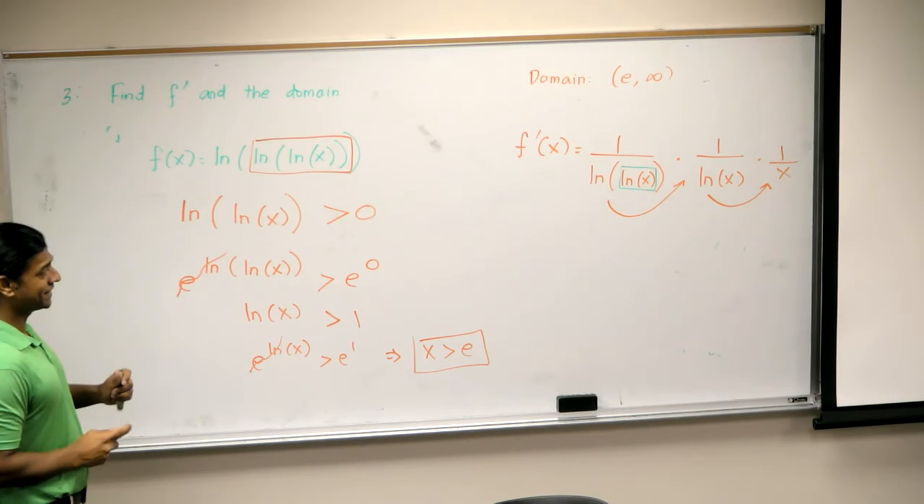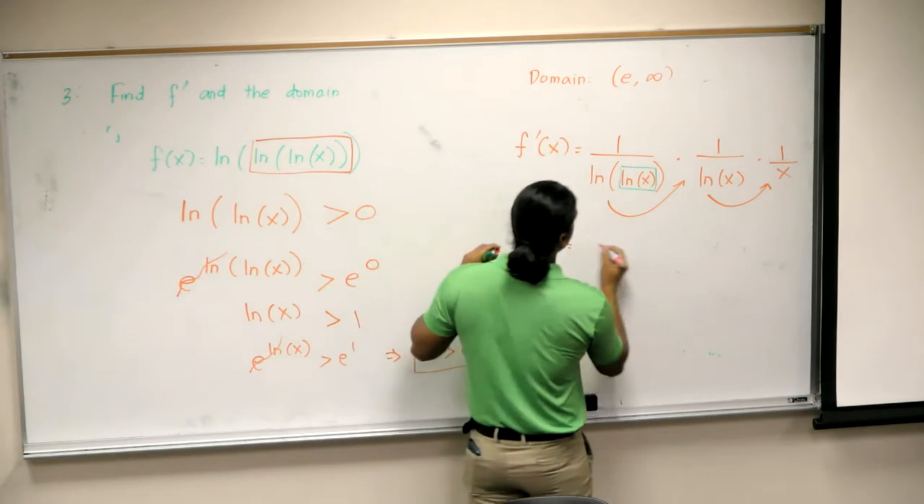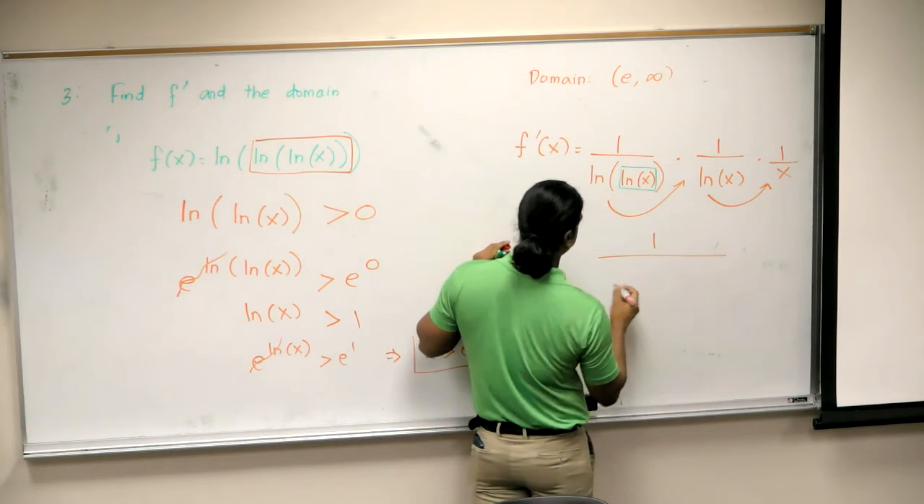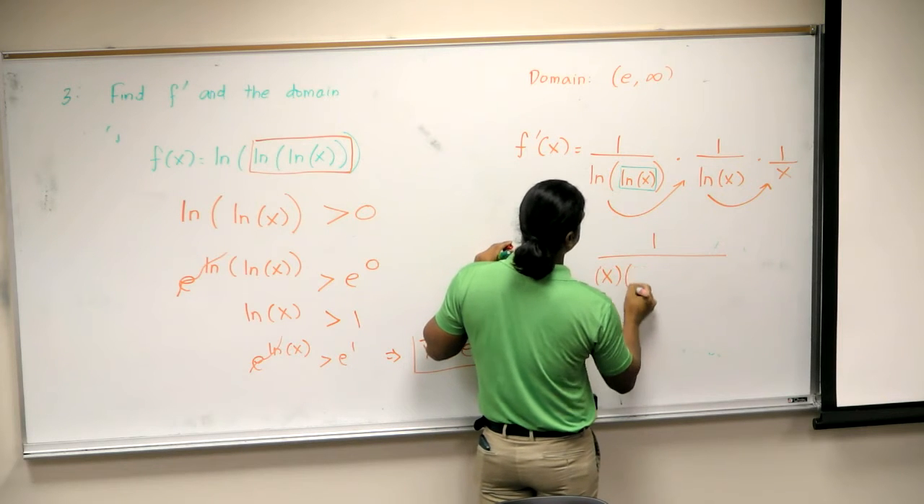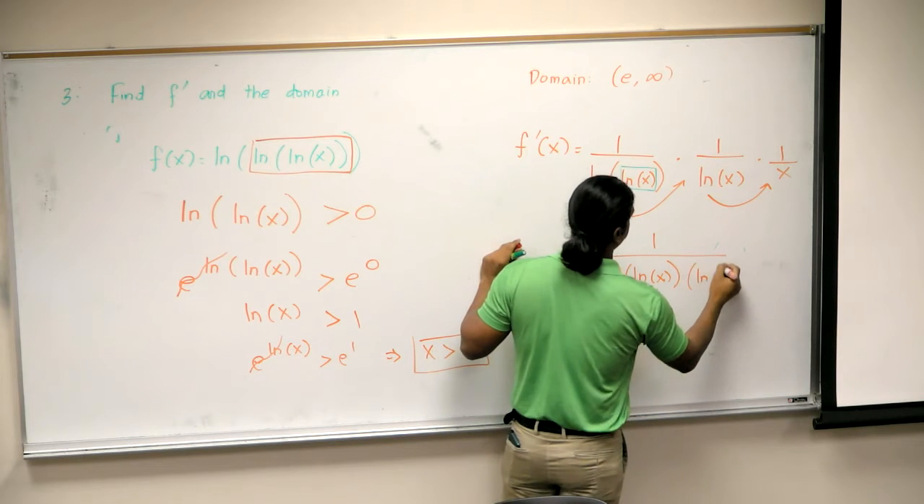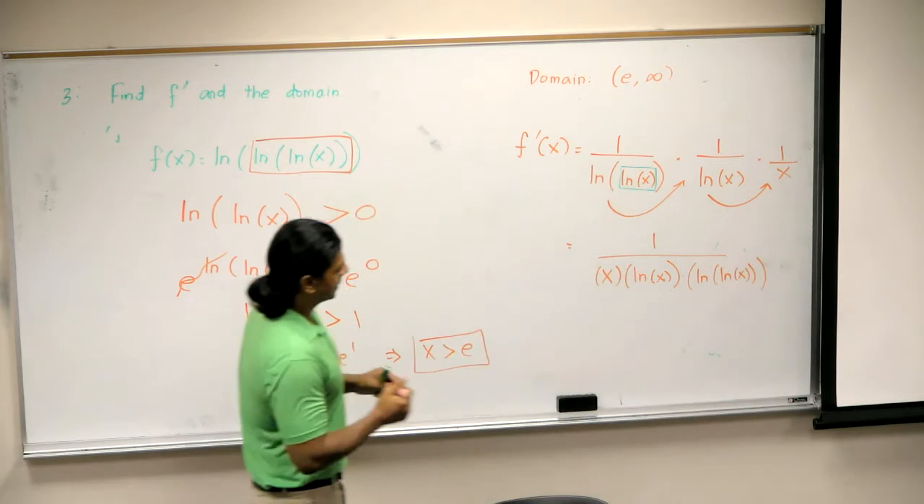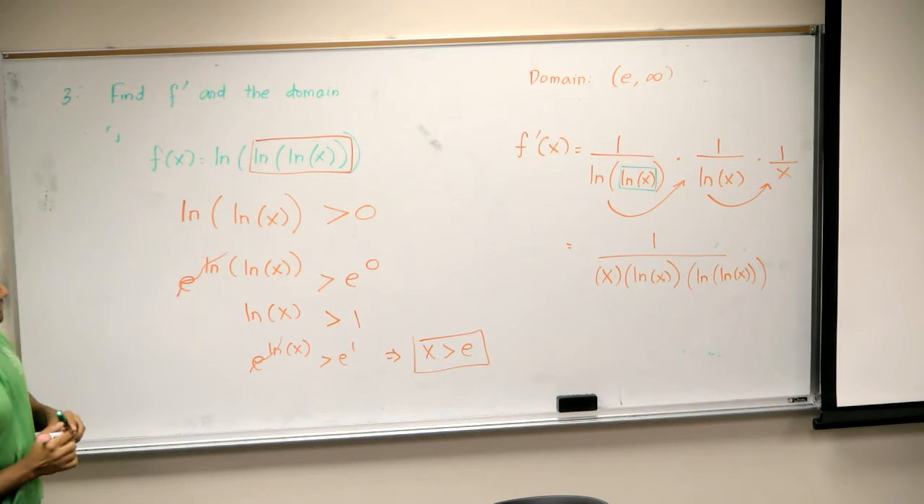Good. Let's find the second derivative. Let's not, because it will be very complicated. So the answer is 1 over x ln of x, times 1 over ln of x. Good.